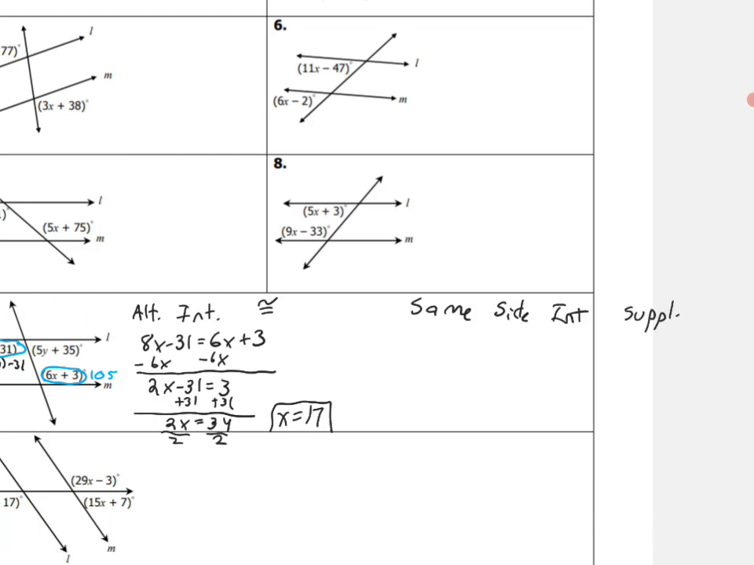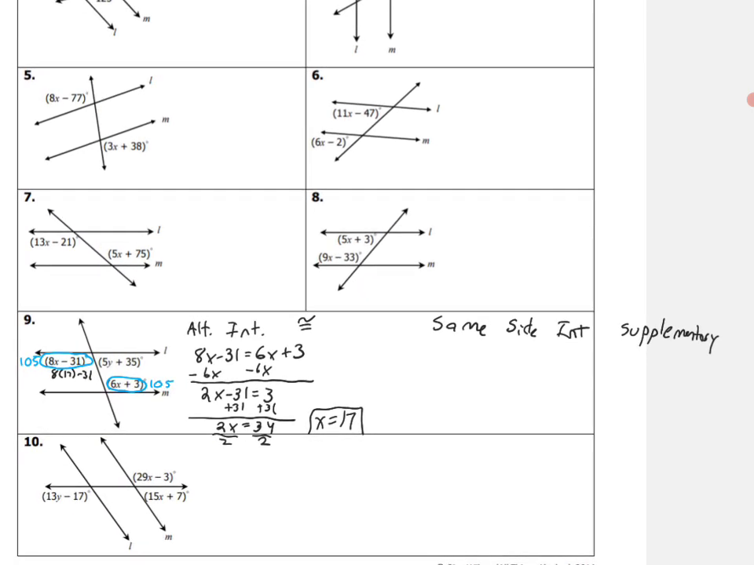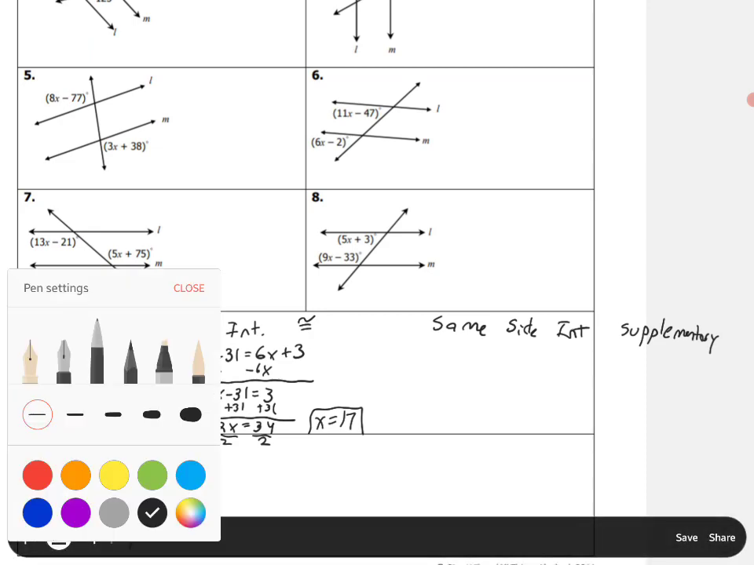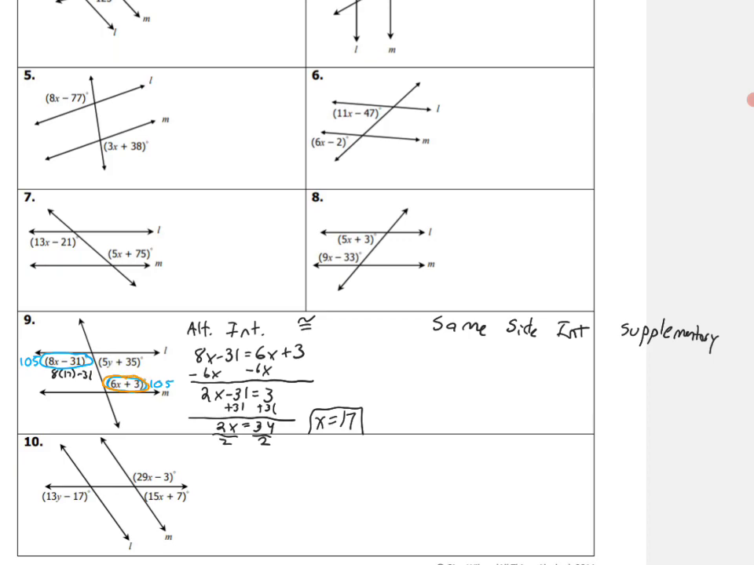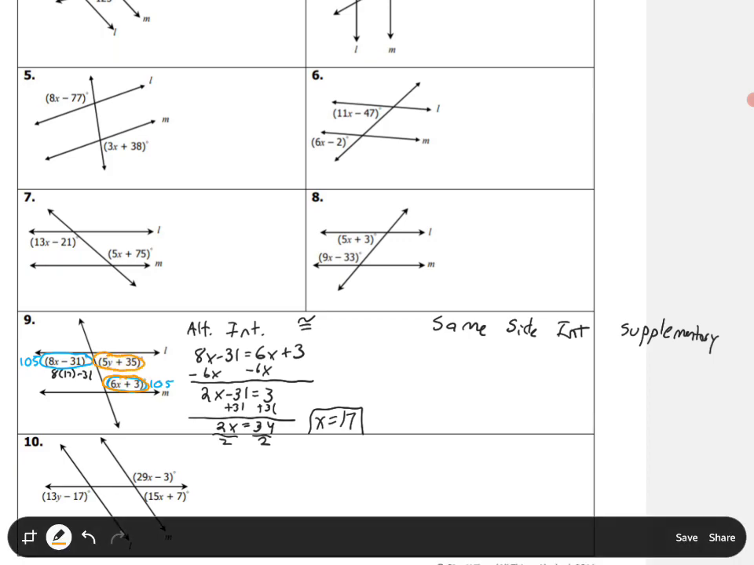So I have to add them up and set them equal to 180. All right, so specifically, I'm going to choose these orange angles. Here's my orange angle. Here's my other orange angle. Those two angles added together need to equal 180 because they're same side interior.